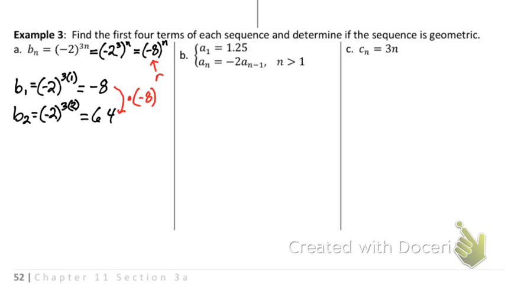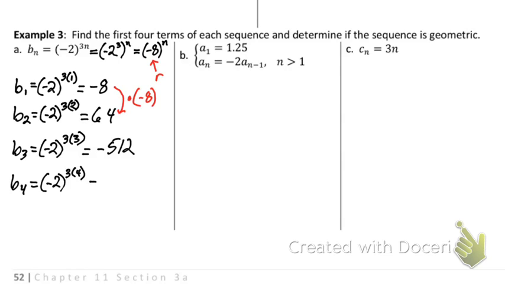And if we keep going, my third term would be -2 to the 3 times 3, which will be -2 to the 9th, which is going to be a -512. And finally, b sub 4 is going to be -2 to the 3 times 4, so that would be -2 to the 12th, which is going to equal 4,096. And if you check, all of these would be times -8, times -8, so it is in fact geometric.